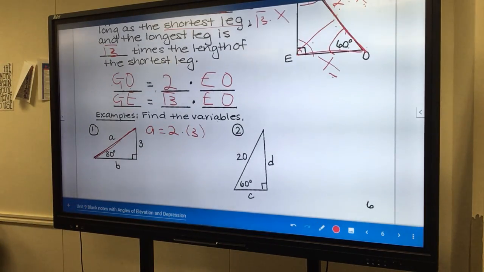So if you know the shortest side, you just multiply it by 2, okay, and it will be, who is that? Go ahead for me.